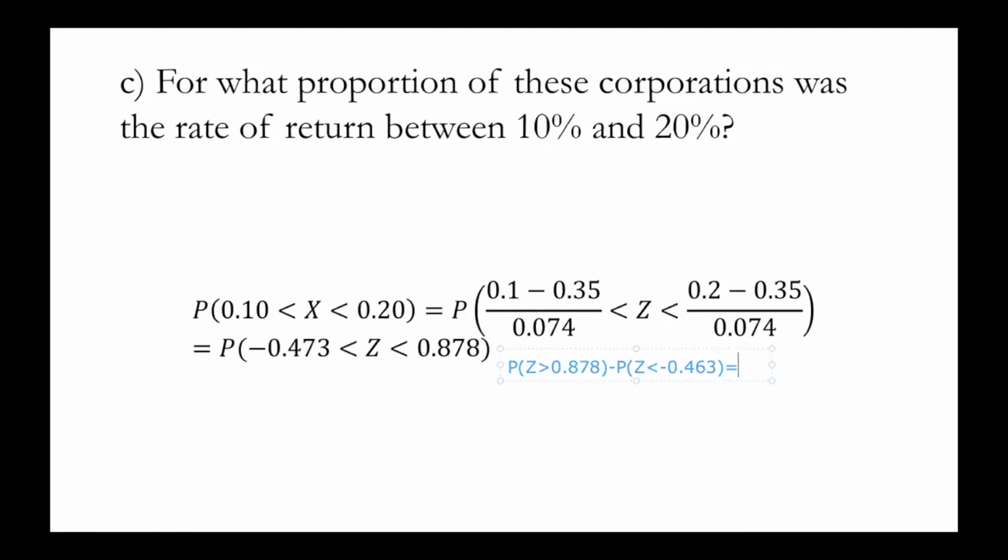if you look at the table for the critical value of 0.878, you receive this value, minus, you can rewrite it like this, 0.463, and then you look up the second critical value, or you can calculate it with R. And you should end up with a proportion of approximately 50% for this exercise.